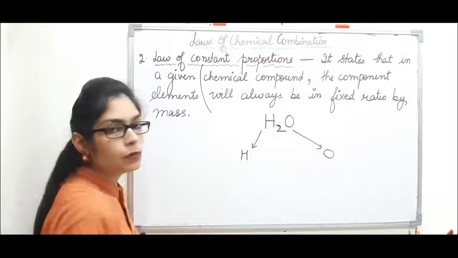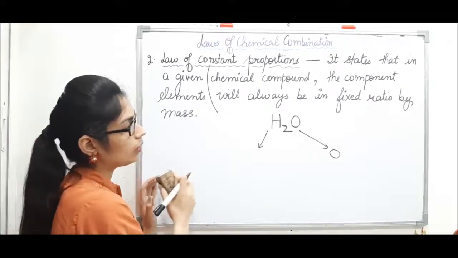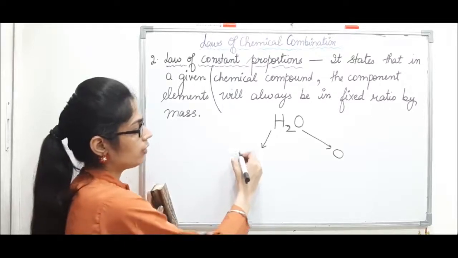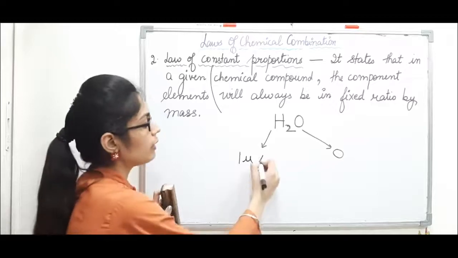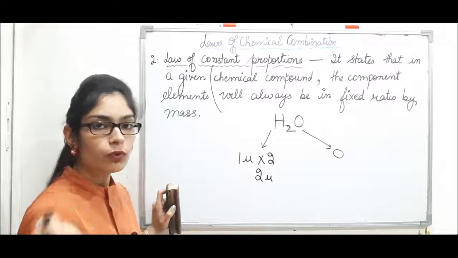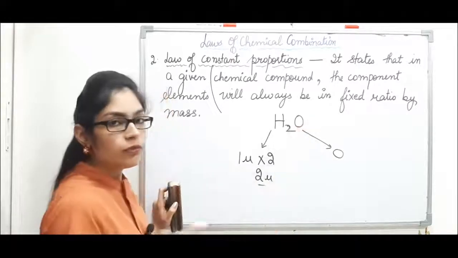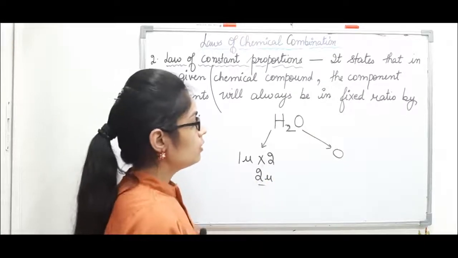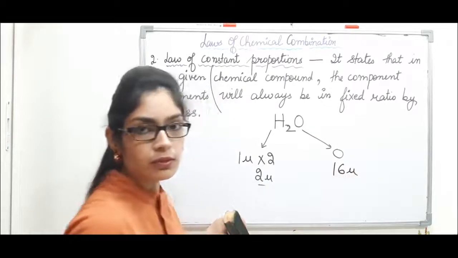If you see in water, there are 2 atoms of hydrogen. So let's find out the mass of 2 atoms of hydrogen. Mass of 1 atom of hydrogen is 1 u. So the mass of 2 atoms of hydrogen will be 1 into 2, so it will be 2 u. And in water, we have only 1 atom of oxygen, you can see also. So the mass of 1 atom of oxygen is equal to 16 u.